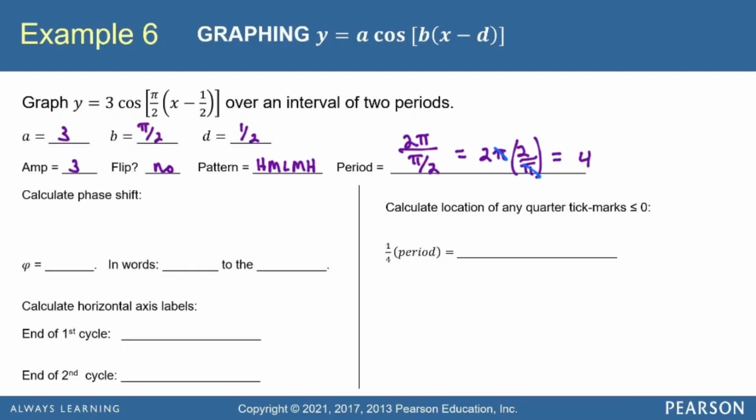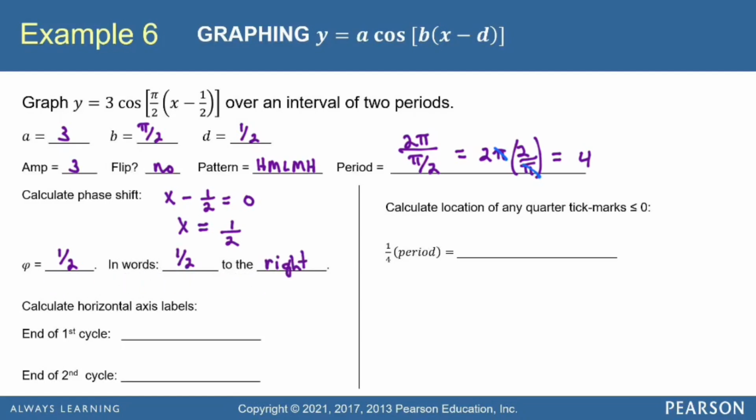So the period here is 4. Now we do have a number in the D position, so let's calculate phase shift. We know that because the B has been factored out, it will not affect the phase shift. So we can just say x minus 1/2 equals 0, which means that x equals 1/2, and therefore the phase shift is positive 1/2. In words, that means that the phase shift is 1/2 unit to the right.